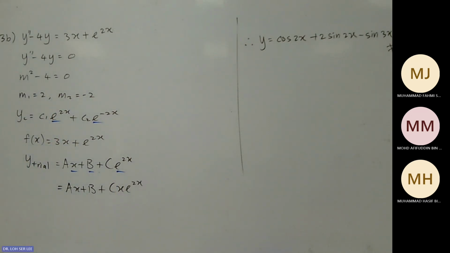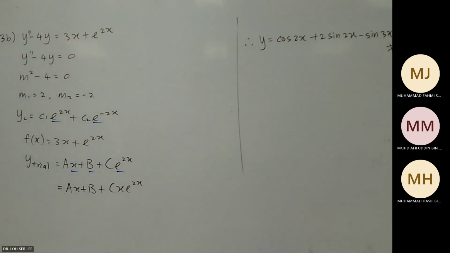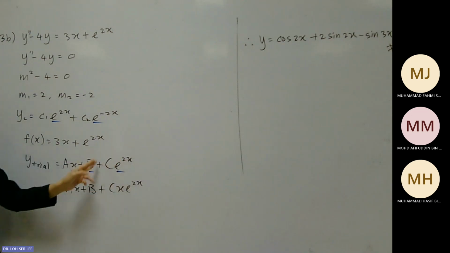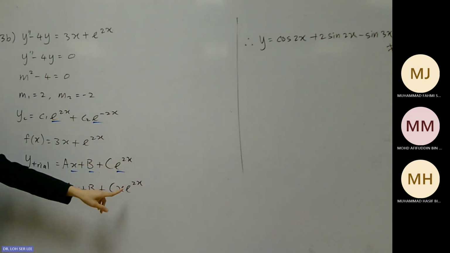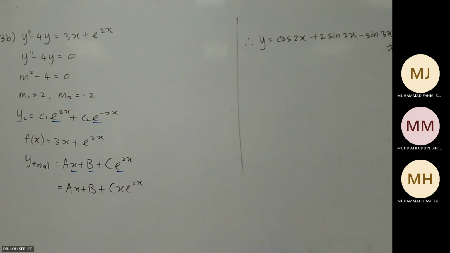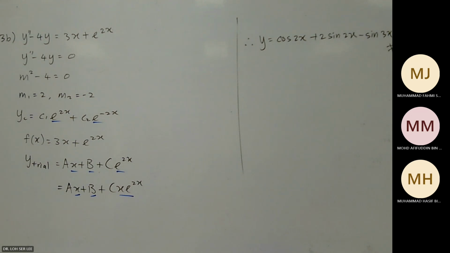Because questions 1A, 1B, number 2, and 3A all involve only one category. But this 3B has 2 categories, so we check where the duplication happens. It takes place only at the second category, so we just insert the x into the second category. No changes on the first category. Check again, is there any duplication? No more duplication. Then this is your yp.